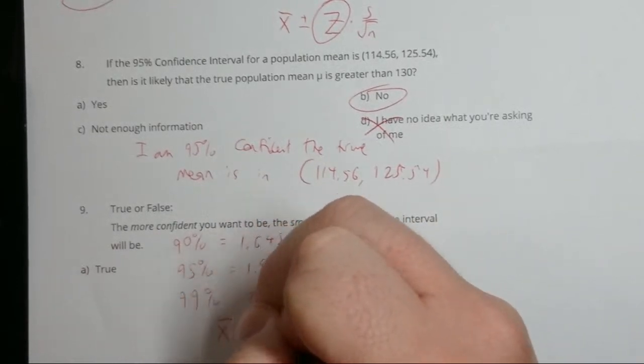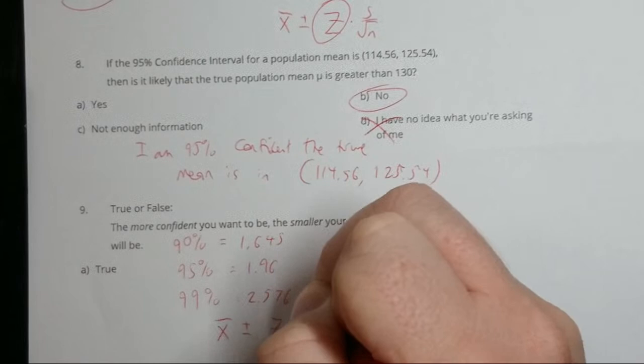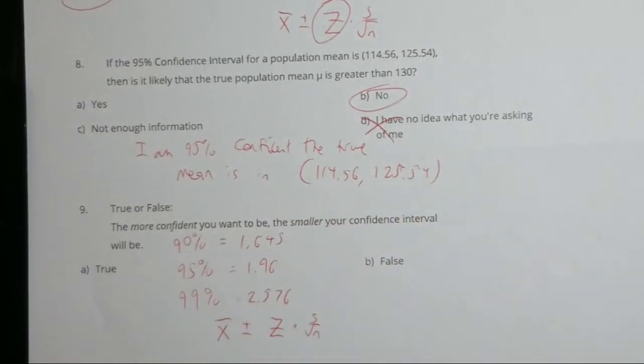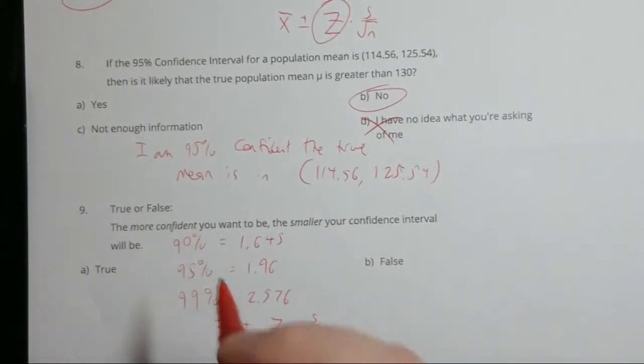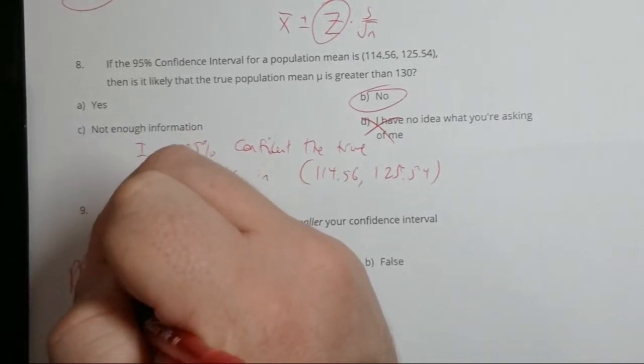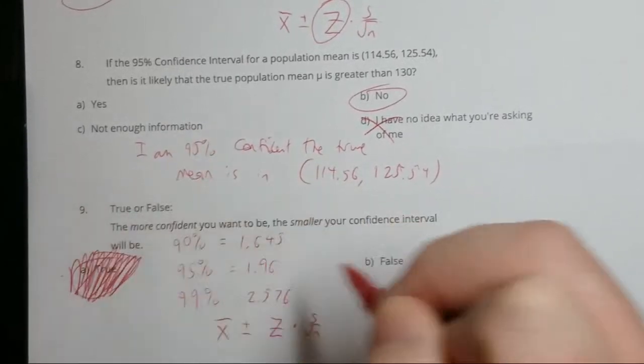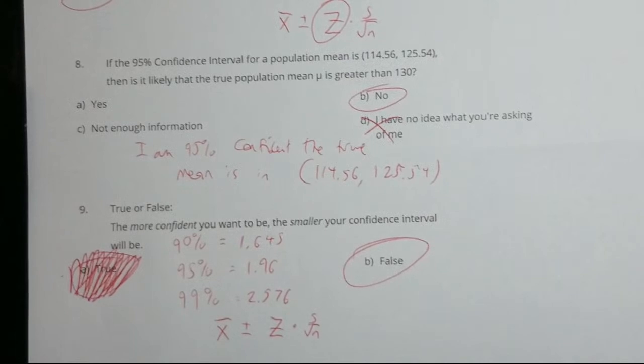Well, what does the z value affect? The z value affects the size of the margin of error. In fact, the more confident that you are, the larger your margin of error, the larger your confidence interval. So the answer is definitely false.